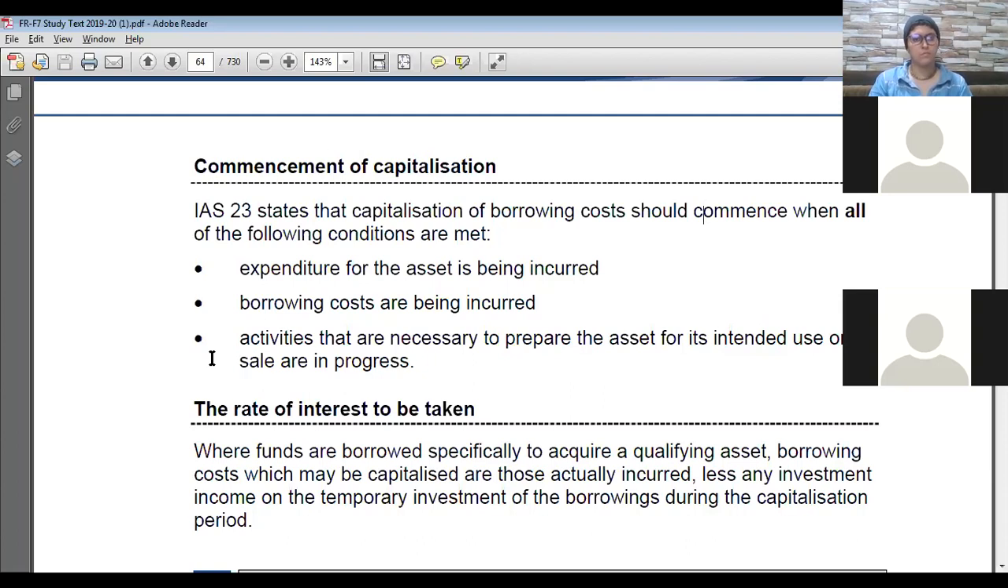So say for example, agar hamara total borrowing cost aa raha hai $12,000. So 12,000 is the annual cost. So 2 months cost will be charged to the statement of profit or loss, and from 1st March onwards, 10 months cost will be added into cost of asset. That is, 10,000 will be added into cost of asset. So see, from 1st of March to 31st December, all these three conditions are satisfied together. That is, expenditure on asset is also incurred, borrowing cost is also incurred, and construction activities are also in progress.